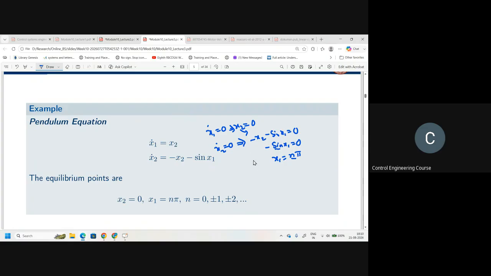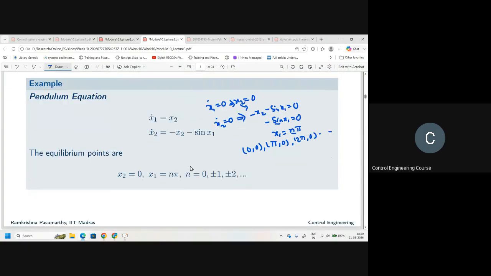One is 0, 0, and then pi, sorry, x2 is always 0, right? So the first one is 0, 0, the second one is pi comma 0, the third one is 2 pi comma 0, and so on. So there are multiple equilibrium points for the case of the pendulum.